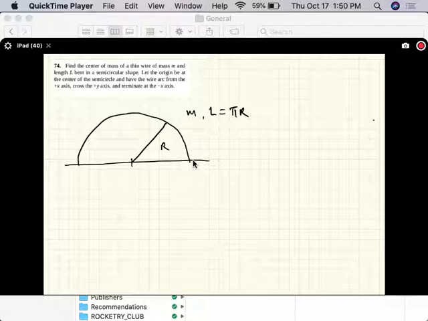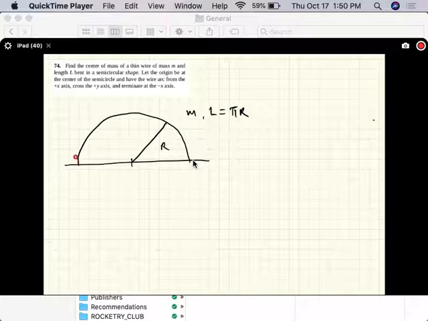So find the center of mass of the thin wire. Okay, so we want to find the center of mass of this semicircular wire. Now if you had this full circle, that would have been easy. The center of mass would have been at the center. From the symmetry of the problem, the center of mass of this object is somewhere there. And of course, the x-coordinate of the center of mass is 0, so y center of mass is what we are trying to find.